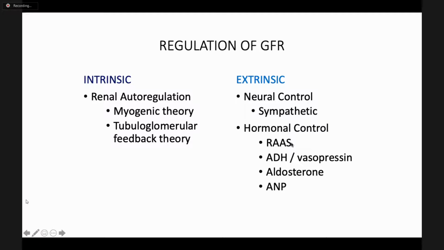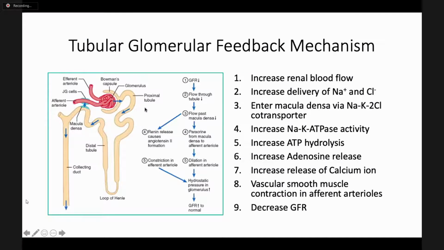Which will also affect the ADH, aldosterone, and the other one is the atrial natriuretic peptide, which has the receptor inside the heart.